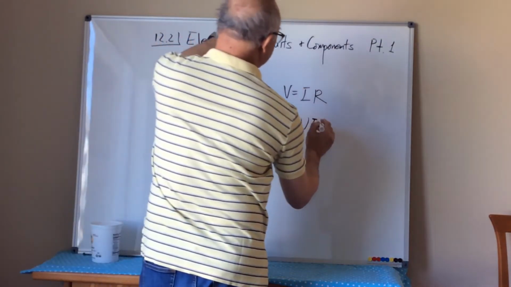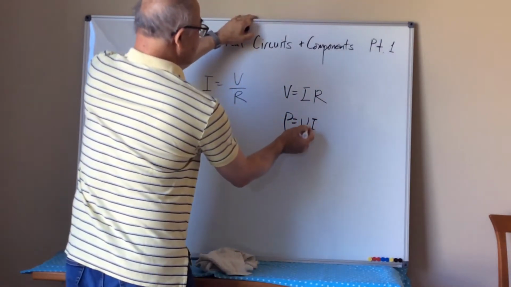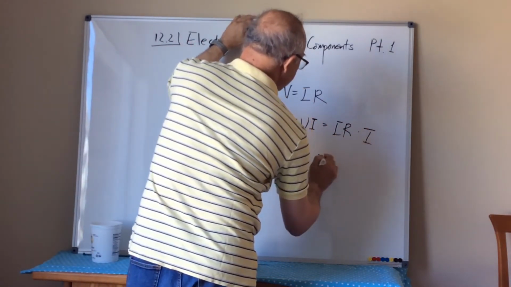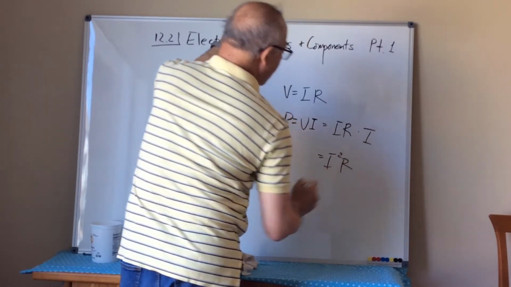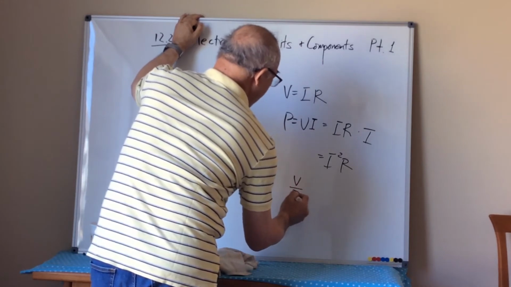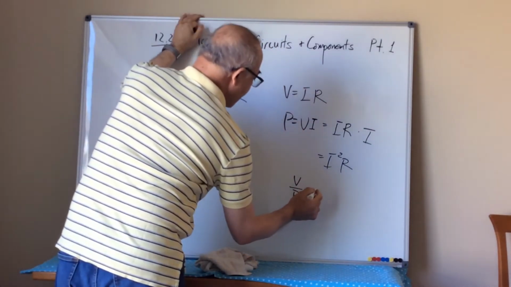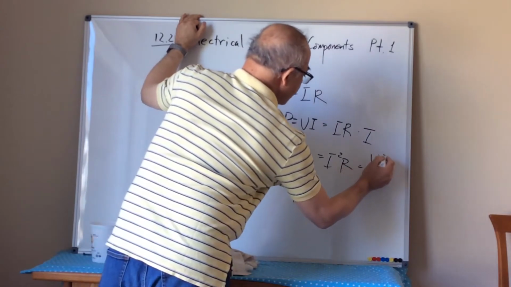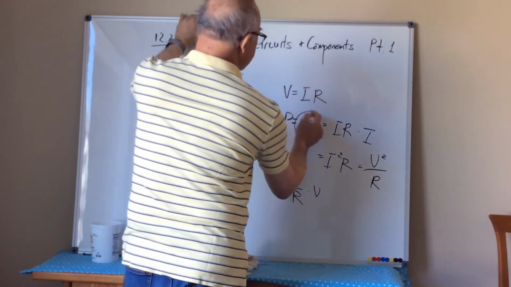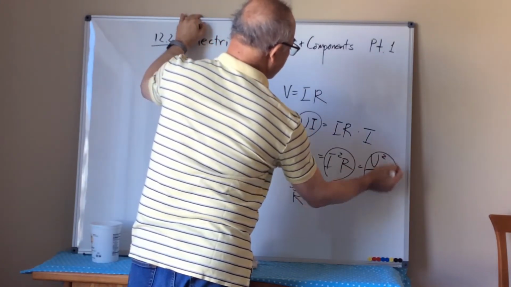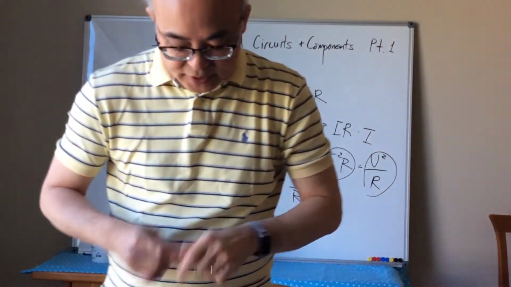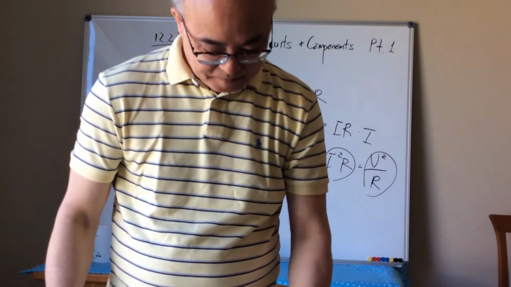This can also be written as what? Since voltage is IR, this would be IR times I, so it's going to be I squared R. Also, since V over R is I, it's also equal to V squared over R. You'll see this in different forms. So this is 1, this is 2, and this is 3. There are 3 different ways to write that same equation when you want to calculate the power.